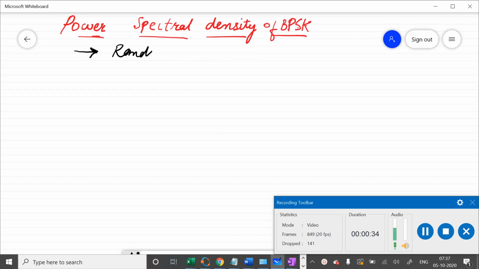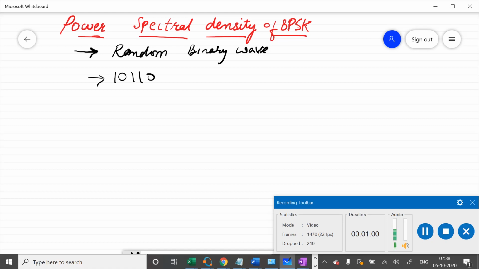A random binary wave. So what does random binary wave mean? BPSK symbols are a series of ones and zeros, which you convert using a non-return to zero signal. As an example, suppose you have 1 0 1 1. Let this be the output of pulse code modulation.